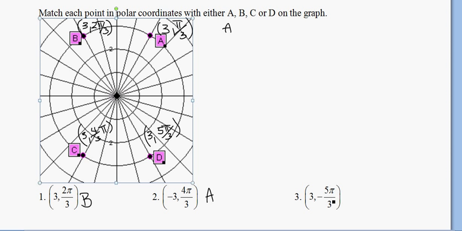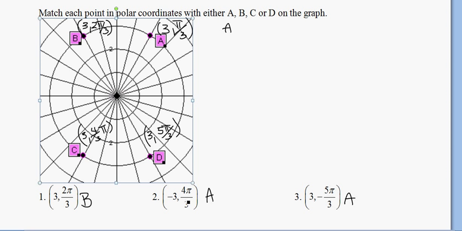3 comma negative 5 pi thirds, so negative 5 pi thirds puts me right around here in the first quadrant. Since my radius is positive, I stay at that point, so that would be A. So just notice that these 2 points here were not the original ways that I wrote these angles. I just wrote these in the basic format, but notice that there are many different ways to represent any point on the polar axis.